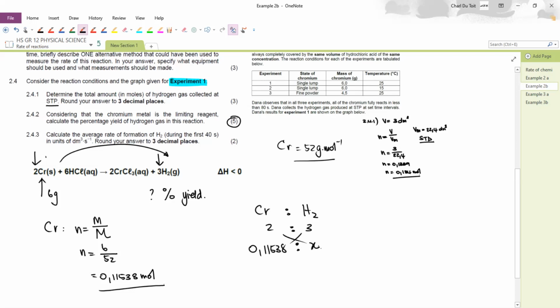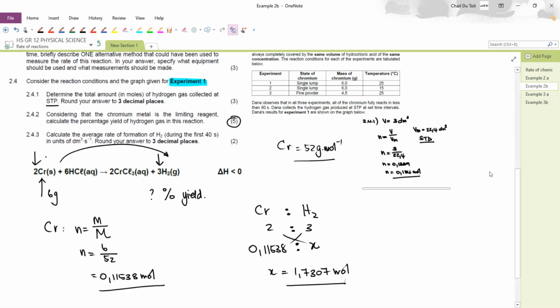I don't know if you use this method. It's a very nice, easy method. You write down the ratio of chromium to hydrogen. Yes, I use that. Good. So let's solve X in that equation. I'm timesing it with 3 and dividing it with 2. And therefore X is 1.7307 mole. That is the amount of mole I should be getting of hydrogen gas.